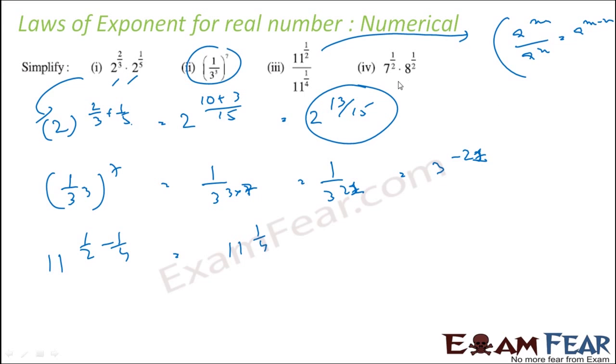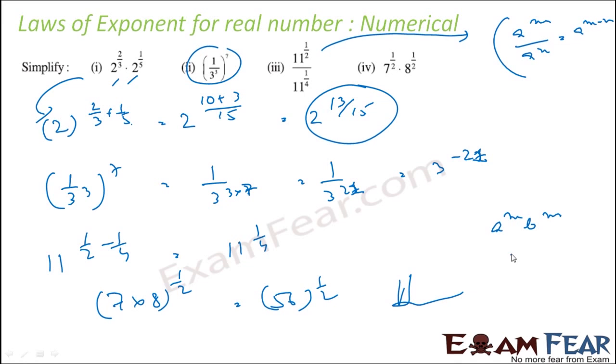Let's take the last numerical. 7 to the power 1 by 2, 8 to the power 1 by 2. I can write as 7 into 8 to the power 1 by 2. This is nothing but 56 to the power 1 by 2. And that is my answer. This is a to the power m, b to the power m is nothing but ab to the power m.